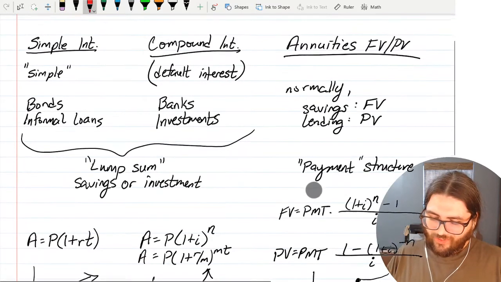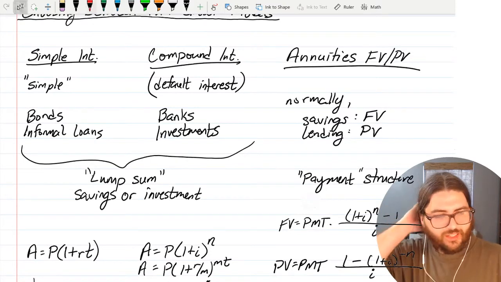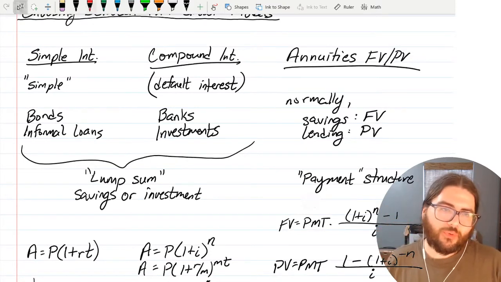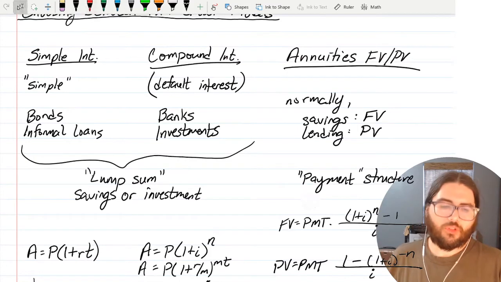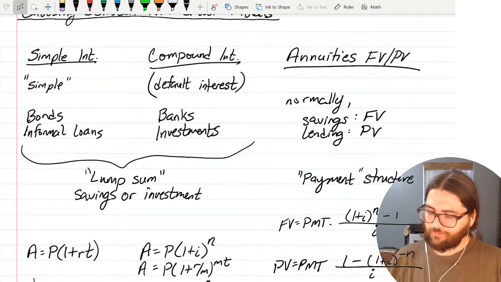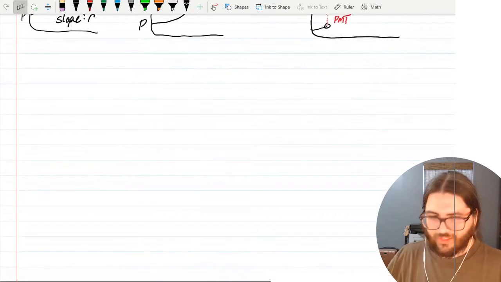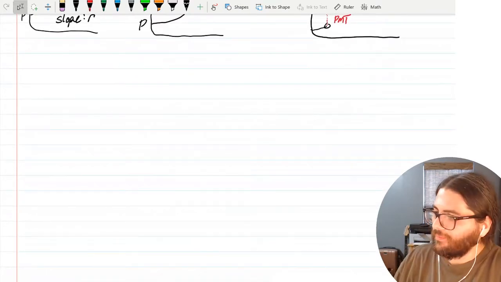But generally, like I said up above, the first two are all about lump sums. Anytime you see a payment structure, you know it's annuities. Usually we're talking about banks and investments when we're talking about compound interest. But you do have to be careful. It's a decent little primer.